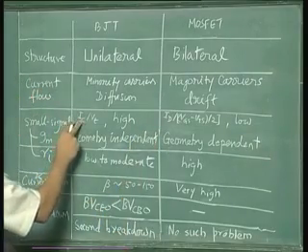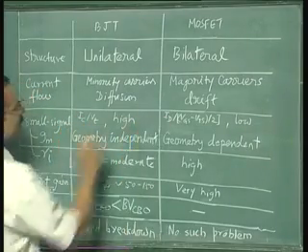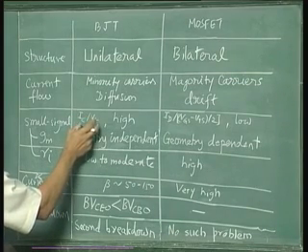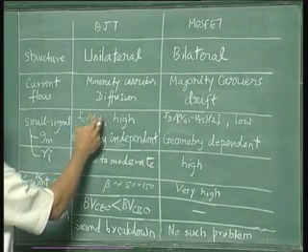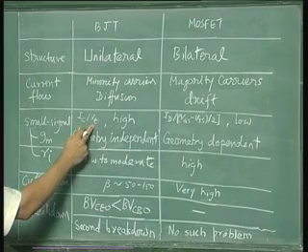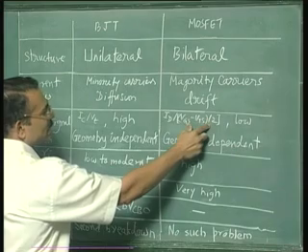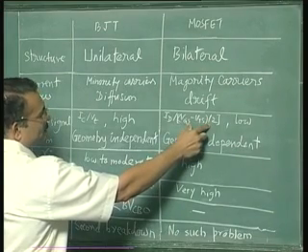So if you compare the GMs for the same collector and drain currents, the GM of the BJT will be very high because this VT is 0.026 volts, whereas this term half of VGS minus VTS is of the order of volts.